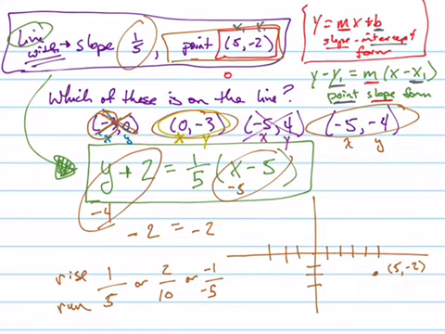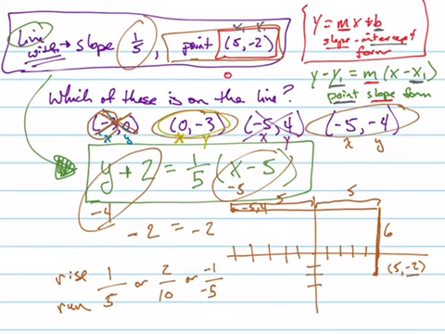Let's try the next one. Let's check -5, 4. -5 is way over here. -5, 4 is all the way up here. Am I rising? How much am I rising to get up to 4? I'm rising 2 plus 4, which is 6. I'm rising 6, and I'm running this is 5, right? And this is another 5. So what am I rising? I'm rising 6, and I'm running -10. Is that the same as 1/5? Of course not.